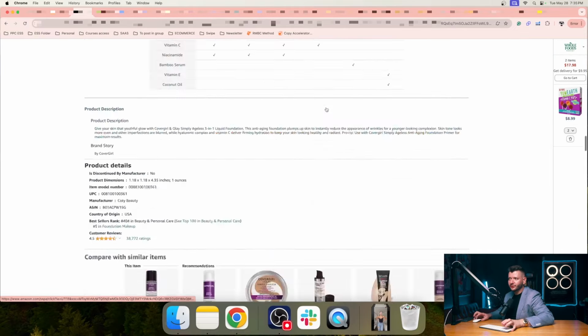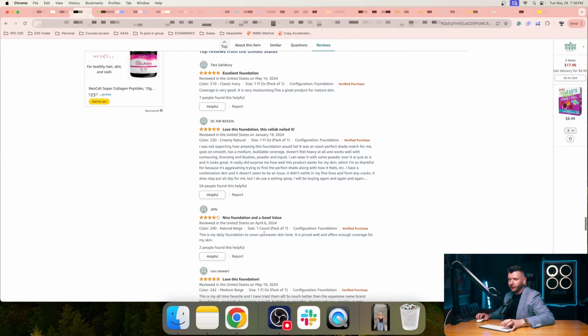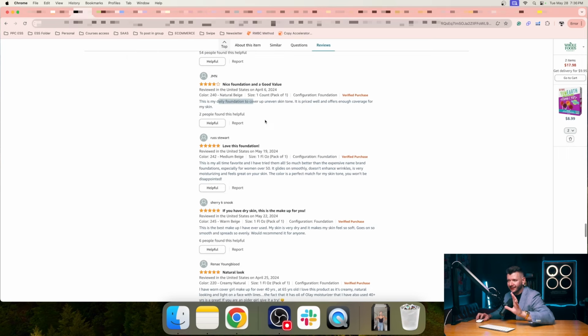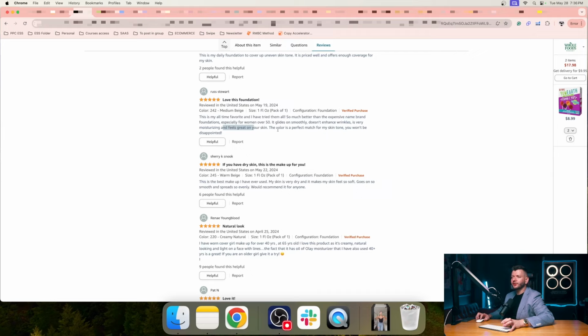If I go to the review section and I go through the reviews, I'm like, okay, so what are the angles that I can use to sell this product? So this is my daily foundation. This one is kind of surface level, especially for women over 50. Okay, that's interesting. It's very moisturizing and feels great on your skin. That's phenomenal copy here.